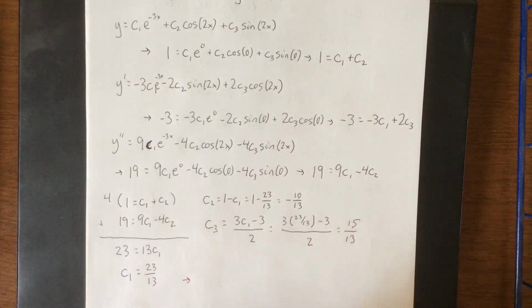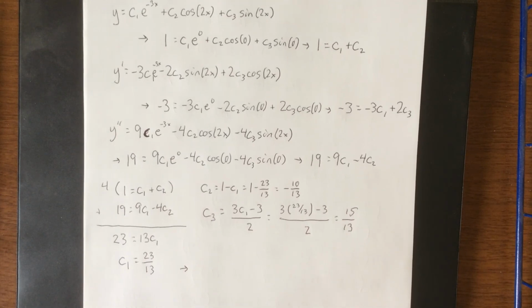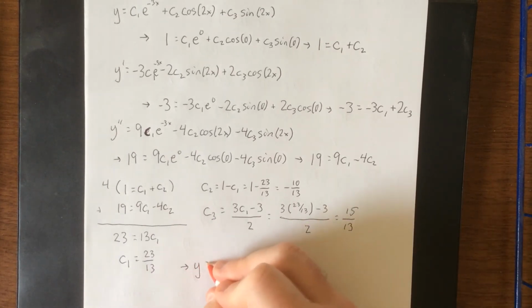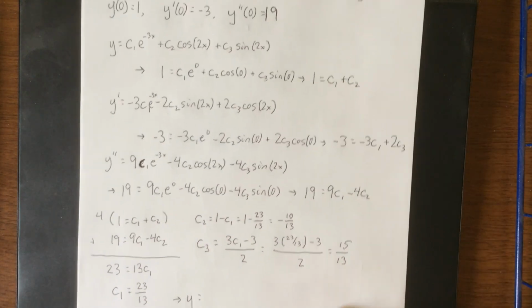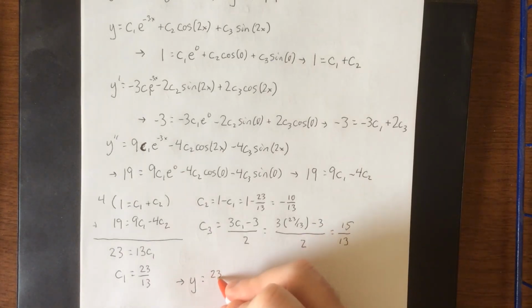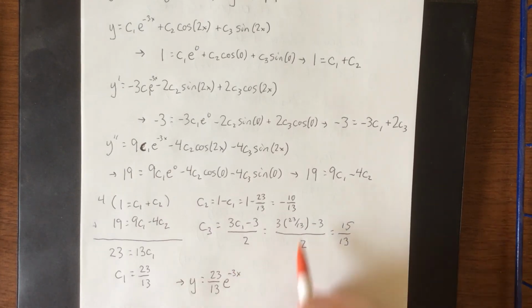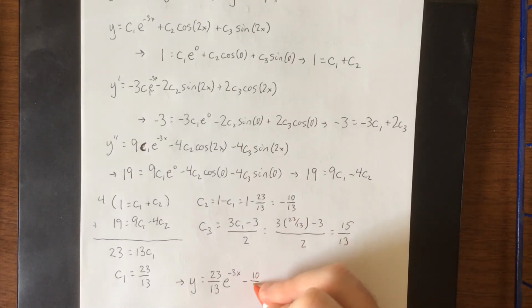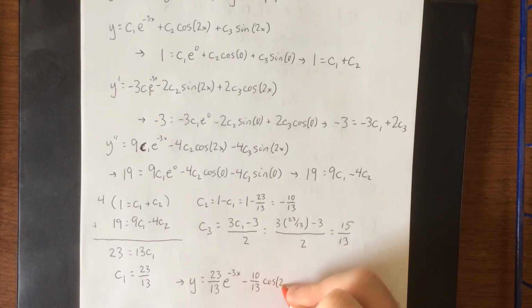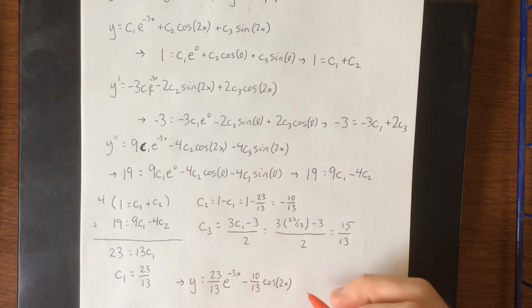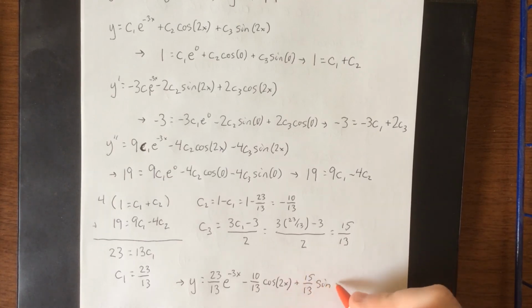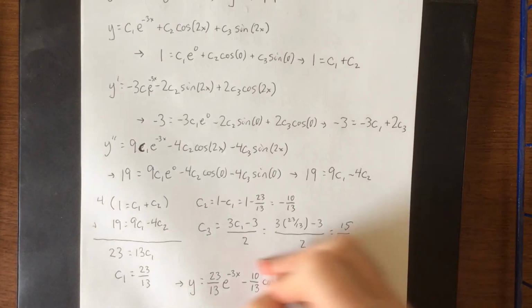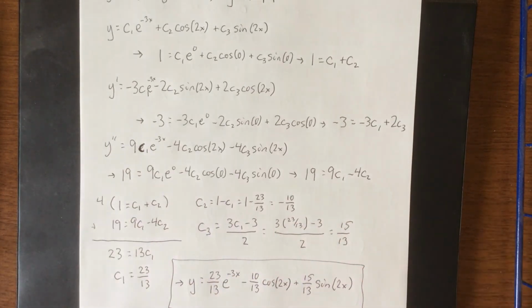Therefore, our particular solution of this initial value problem will be the following. This is y is equal to, heading back to the original function and plugging in our values of c1, c2, and c3. c1 is 23/13, and that was the coefficient of e to the negative 3x. c2 is negative 10/13, and that was the coefficient of the cosine of 2x. And then we had plus 15/13, that was the coefficient of the sine of 2x. This would be our particular solution with the given initial conditions.